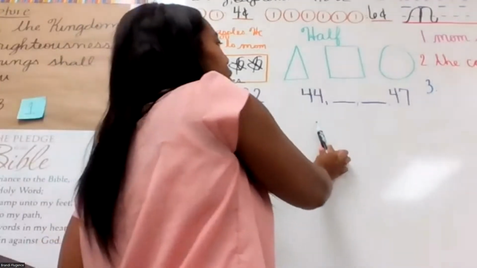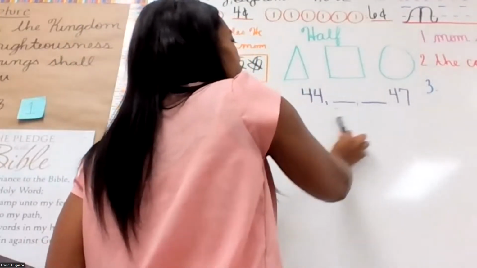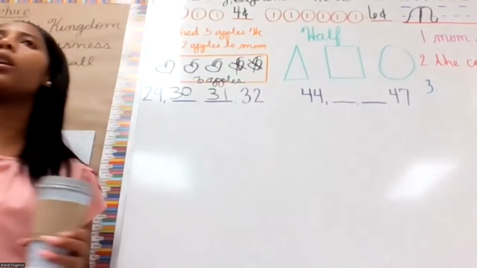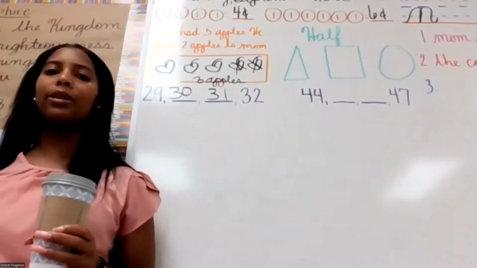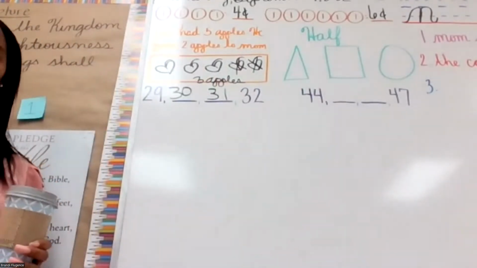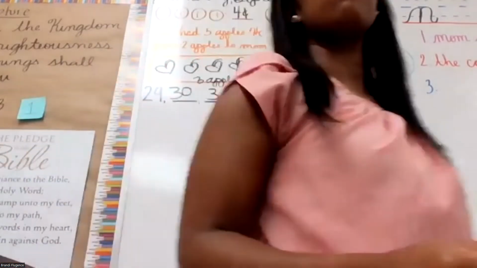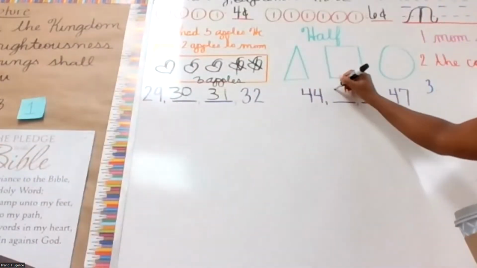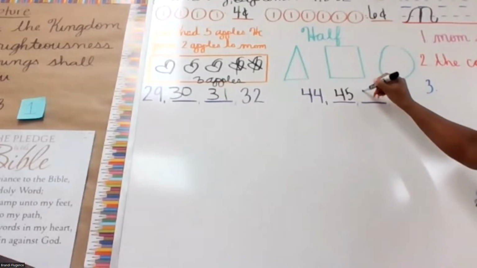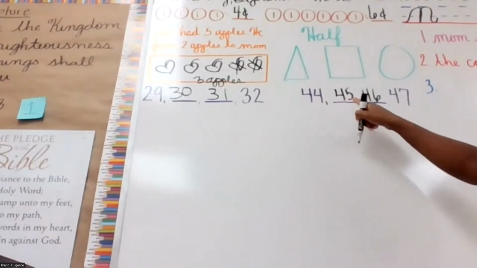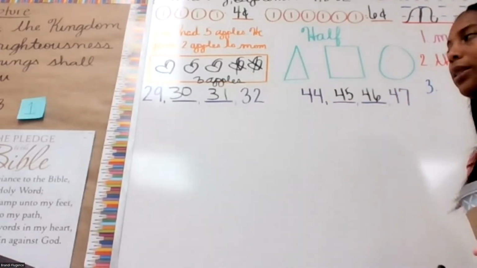Next one, I have 44. I'm starting with 47. I'm ending with, what is missing in between? In between, what is missing? Braylee? 45 and 46. 44, 45, 46, 47. Yep, that sounds right. Good.